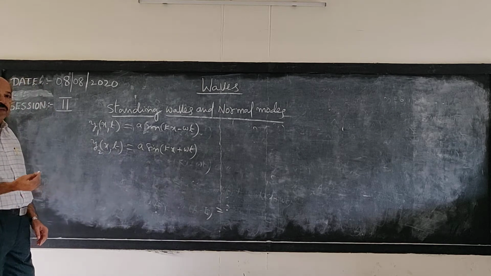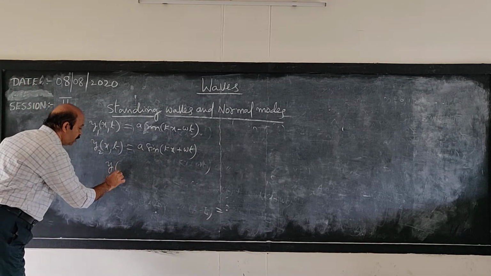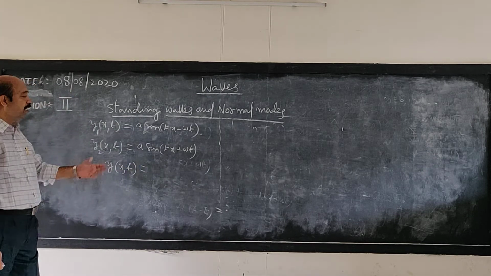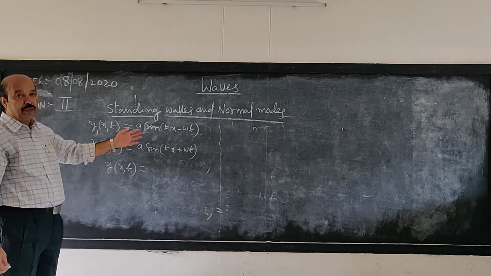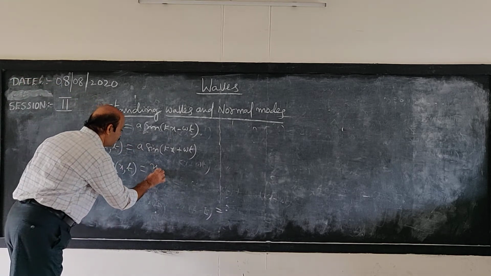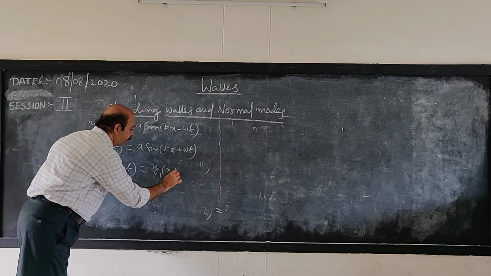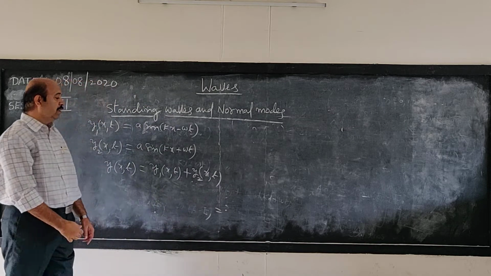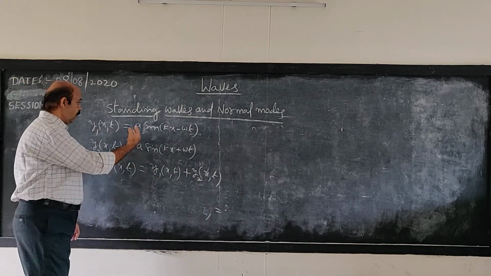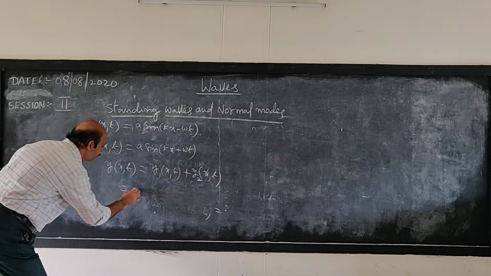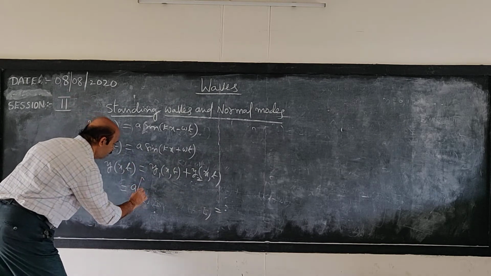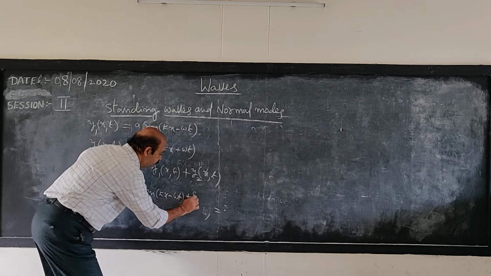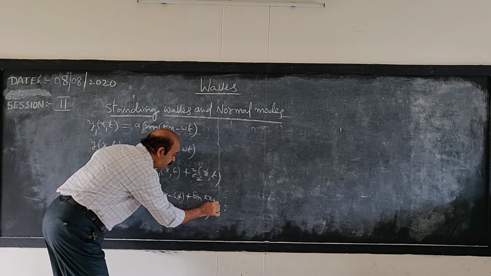Let us apply the principle of superposition, according to which the resultant displacement is given by the algebraic sum of the displacements due to the individual waves. So we can write y1(x,t) plus y2(x,t). When you apply this, what you get is A common, sin(kx - ωt) plus sin(kx + ωt).